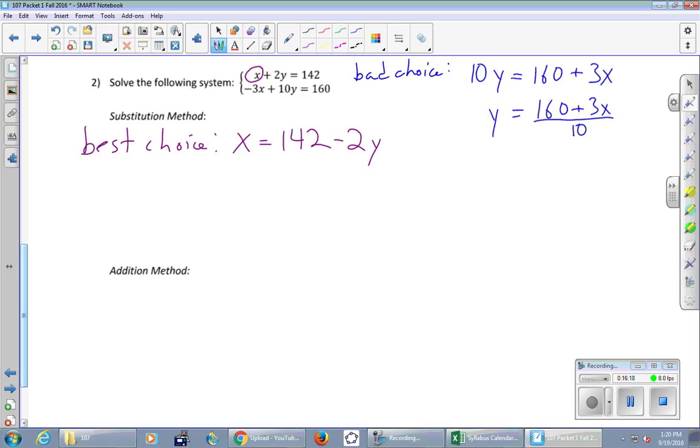So here's what we're going to do. We're going to copy that other equation, -3, I'm going to leave a blank space where that x is, plus 10y equals 160. So that's copying the other equation, the second one in this case, leaving a blank where the x was. And what we know from the first step is that x is equal to 142 minus 2y. They are one and the same, which means any place I see an x, I am welcome to put what instead? 142 minus 2y, right?